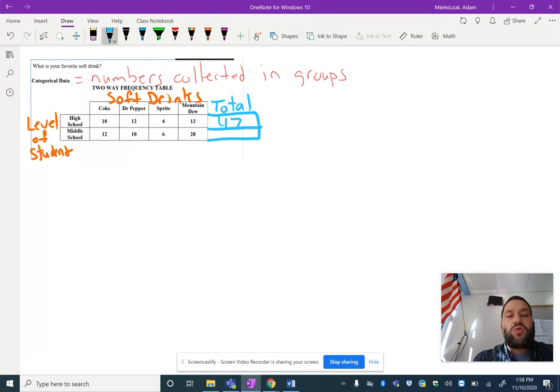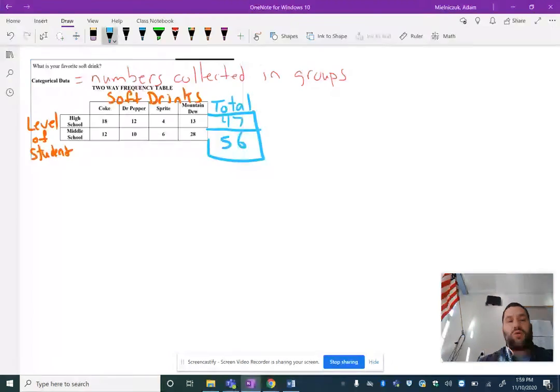Good. For middle school students, let's see, 12 and 10 is 22, 22 and 6 is 28, 28 and 28 is 56. So we can see also from this that, 47 and 56, 47 and 56. Sorry, I just wanted to write a little bit neater, okay? So we can see that there was more middle school students that were surveyed than high school students.